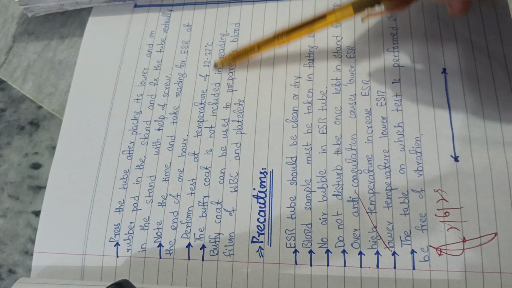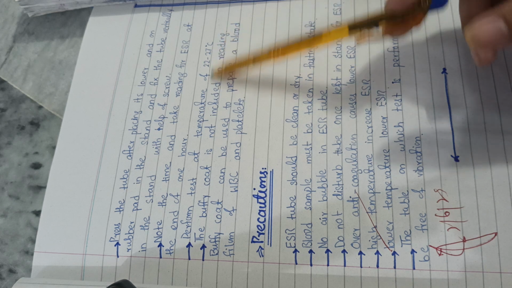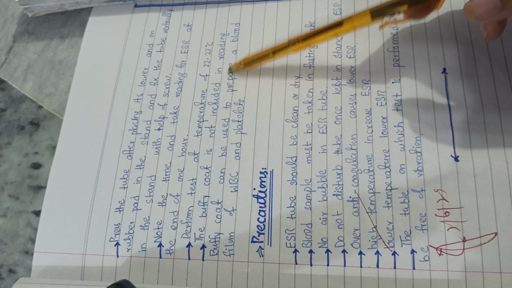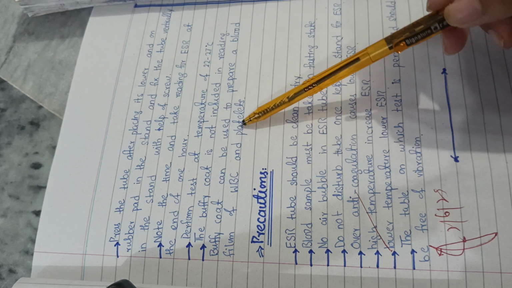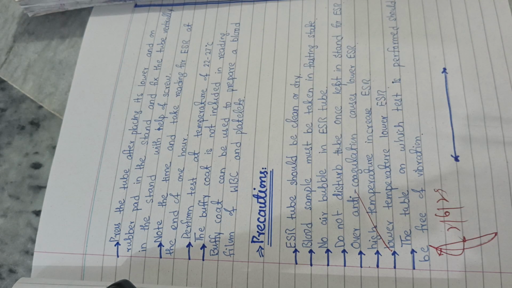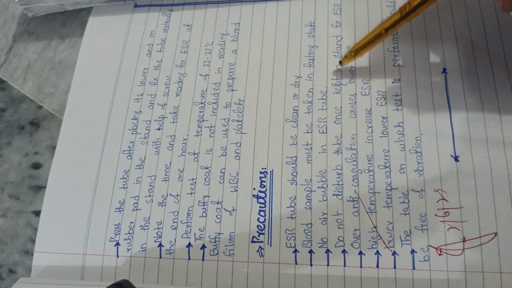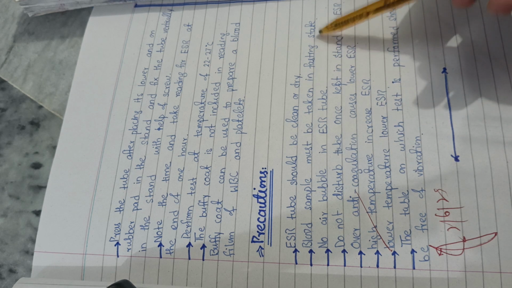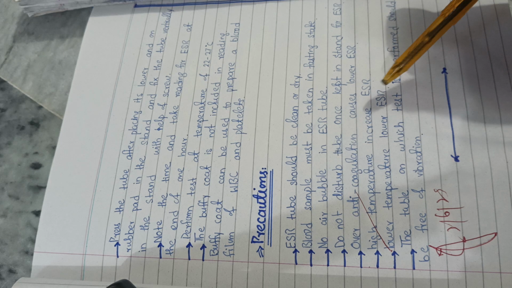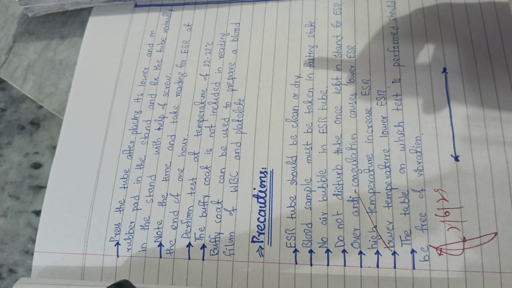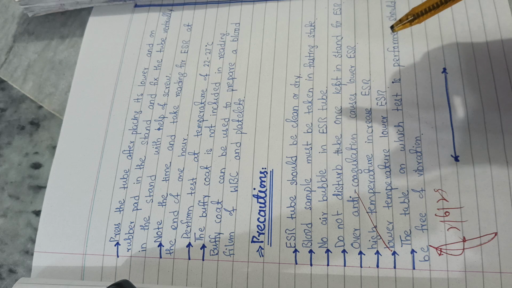Perform the test at a temperature of 22 to 27 degrees. The buffy coat is not included in the reading, so the buffy coat can be used to prepare a blood film of WBCs and platelets. The precautions are that the ESR tube should be clean and dry, and blood samples should be taken in a fasting state. No air bubble formation, no disturbing the tube, and the correct amount of anticoagulant should be used. So these are some precautions.